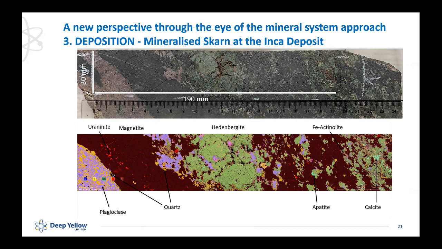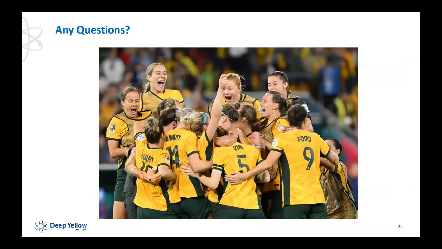Through core logging over the years, we could show that uranium mineralization in this deposit is linked to that iron-rich actinolite, which replaces the hedenbergite and the magnetite. So there's a sequence of alteration minerals, and at the late stage, the magnetite and iron-rich actinolite, that is the uranium event in that case. Any questions?